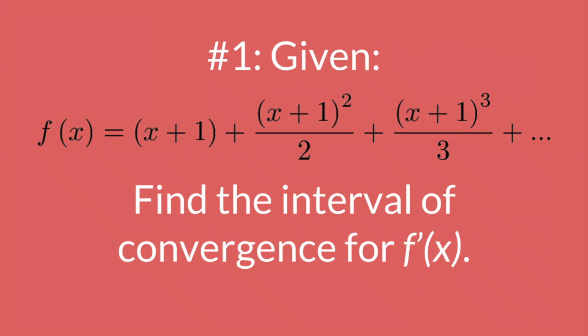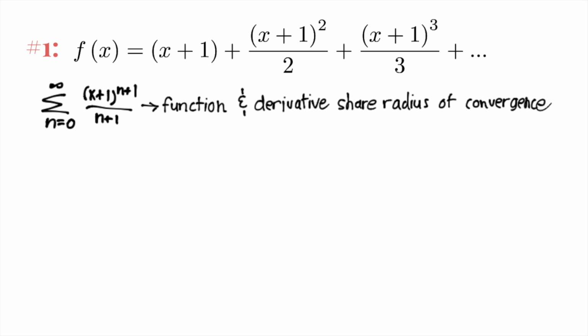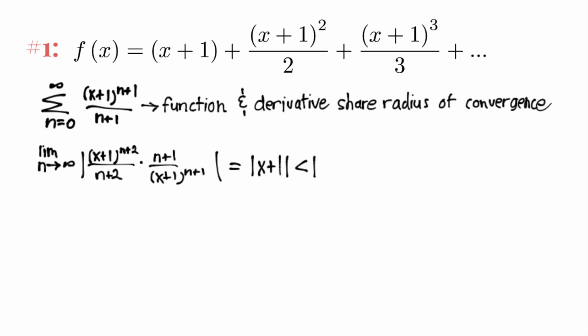So in this problem, you start by knowing that the function and its derivative share the radius of convergence. So you can first start by doing the ratio test, which is what gets you x plus 1 to the n plus 2 power over n plus 2 times n plus 1 divided by x plus 1 to the n plus 1 power. And then once you take the limit, the n terms cancel out and you're left with absolute value of x plus 1 is less than 1.